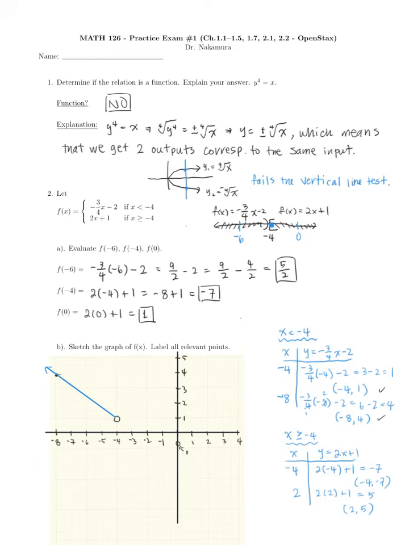Okay, so now let's take a look at the second function, which will be y equals 2x plus 1. So I need to plot negative 4 comma negative 7. All right, so let me see. Negative 1, negative 2, negative 3.